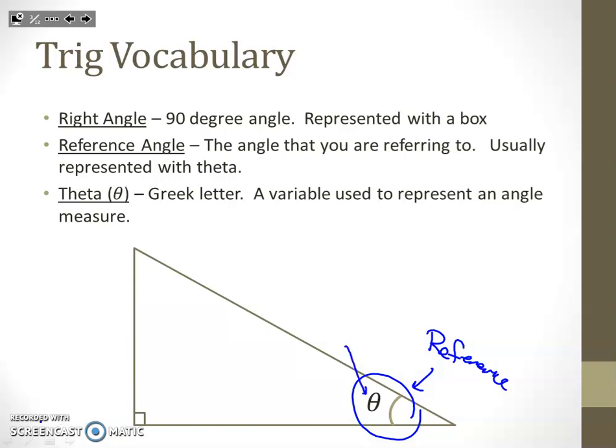So what is theta? Well, theta is a Greek letter, and it is a variable, just like x and y. This variable is used to represent an angle's measure. It's always used to refer to an angle measure. So if you ever see theta, they're asking you what that angle equals.